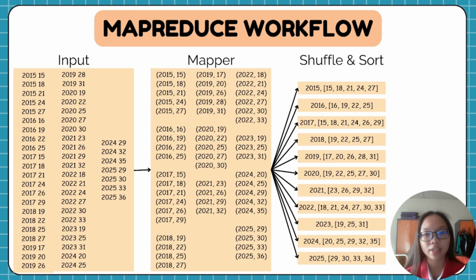After the mapper session, next is the shuffle and sort session. The shuffle and sort session will group the temperatures by year. Like the example, for 2015 the temperatures are 15, 18, 21, 24, and 27. They will be grouped together and become 2015, comma, 15, 18, 21, 24, and 27. It is the same for 2016 until 2025.